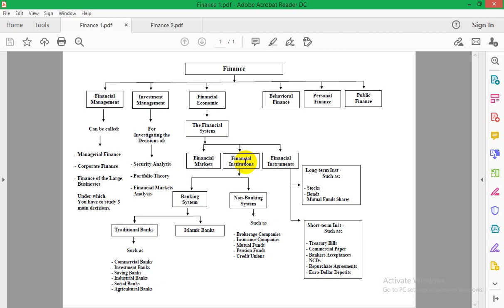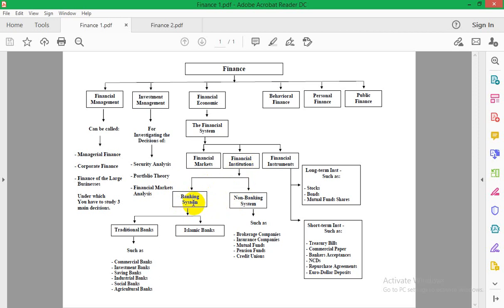The first partner is called savers. The second partner is called investors. So the financial institutions are the corporations that play the role of financial intermediation between savers and investors. And these financial institutions can be classified into the banking system and the non-banking system. So the bank sector consists of the financial institutions that play the role of financial intermediation between savers and investors.